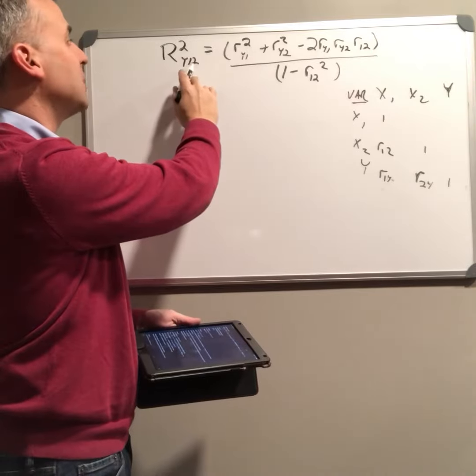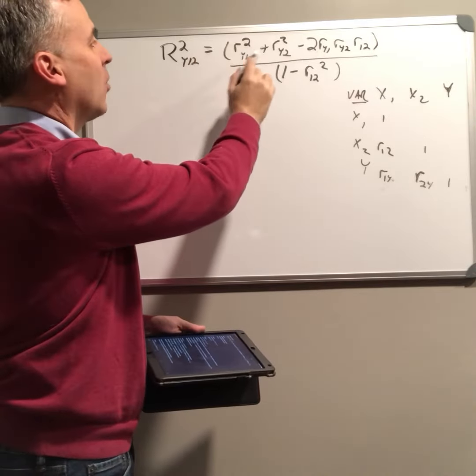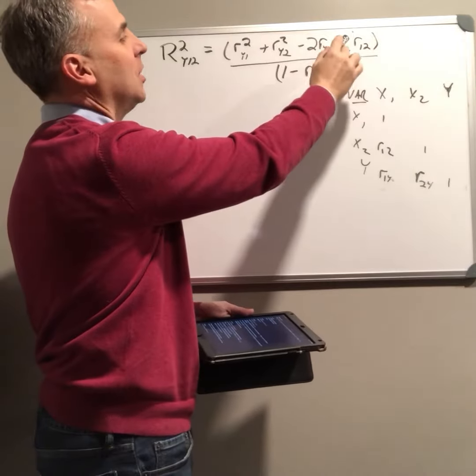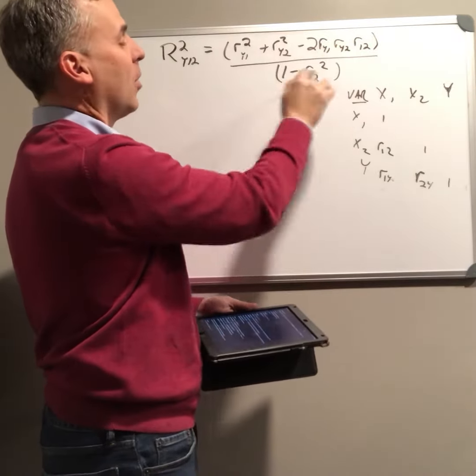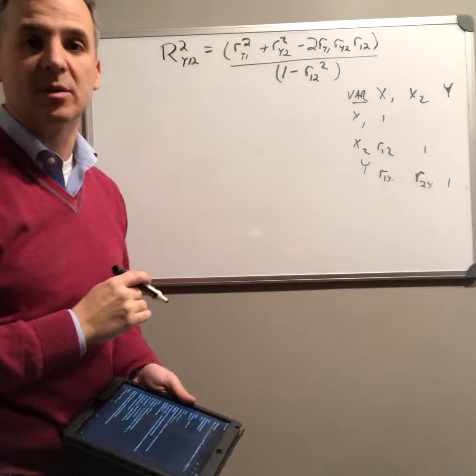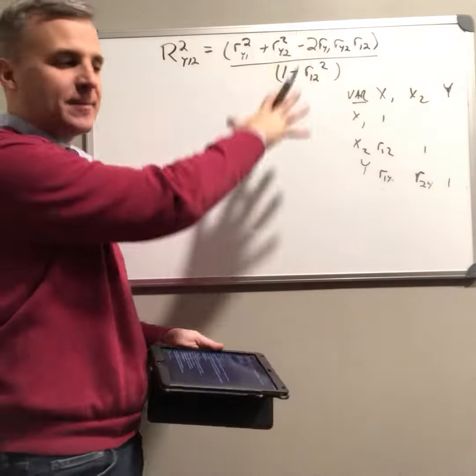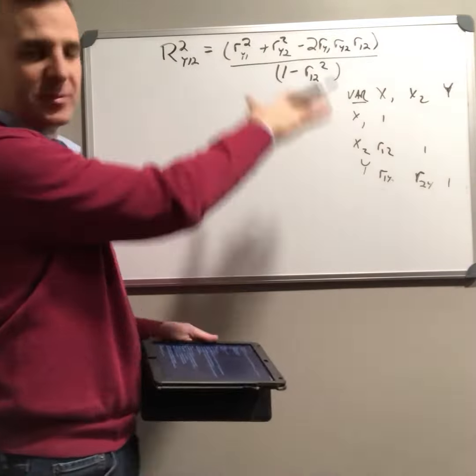R squared y12 equals r squared y1 plus r squared y2 minus 2 ry1 ry2 r12, all over 1 minus r squared 12. And again, we're not worried about the proof for that. Just accept it. There are places you can look it up if you really want to know.